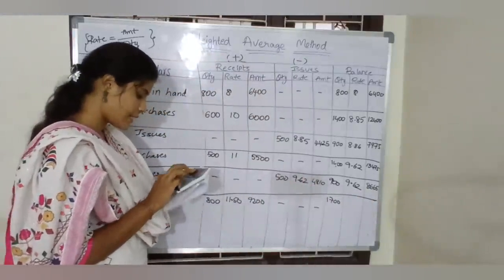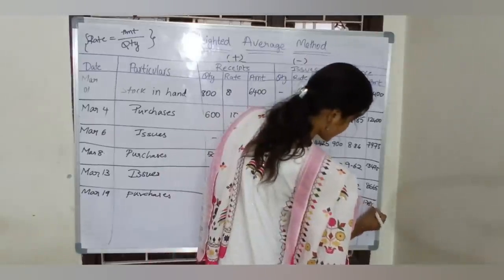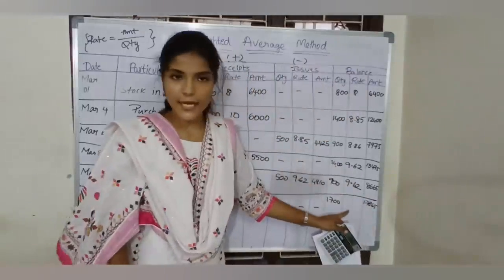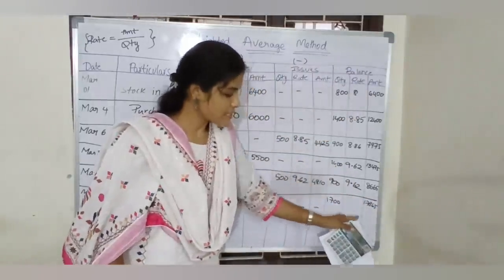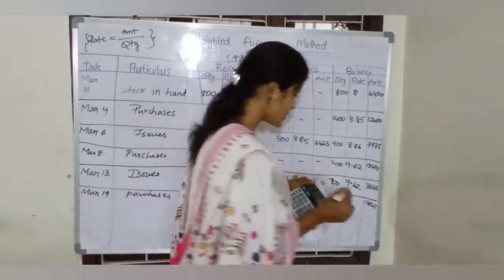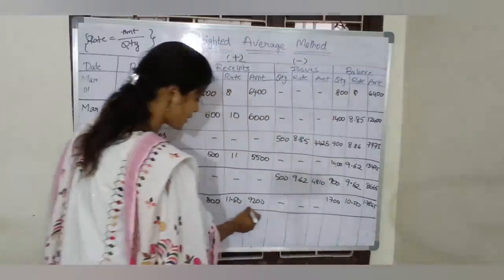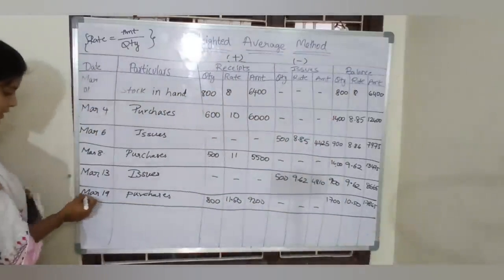8,665 plus 9,200 is 17,865. To find out the rate, amount by quantity. 17,865 divided by 1700. If you do it, 10.50 will be your rate. Understood? This is March 19.